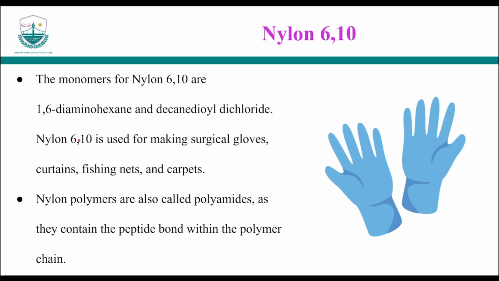Okay, so you have the functional groups placed at carbon 6 and also carbon 10. And we use this for making surgical gloves, curtains, fishing nets, and also carpets. So nylon polymers can also be called polyamides because we're talking about the amino groups. And these amino groups are many, so we say polyamides because they contain peptide bonds within the polymer chain.